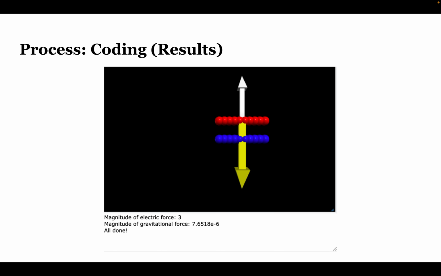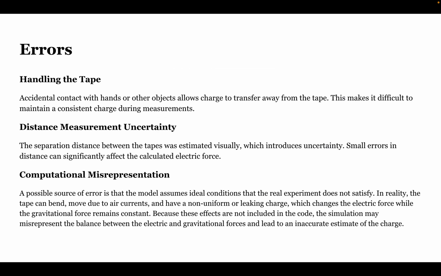And then this was the result: the magnitude of the electric force of 3 e to the negative 6 newtons, and the magnitude of the gravitational force, 7.65 e to the negative 6. And then here you have the visualization, the red ball simulating one line of tape and the blue representing the other tape. Basically, the white arrow is showing the force pulling the tape upwards, and then also the magnitude of the gravitational force.